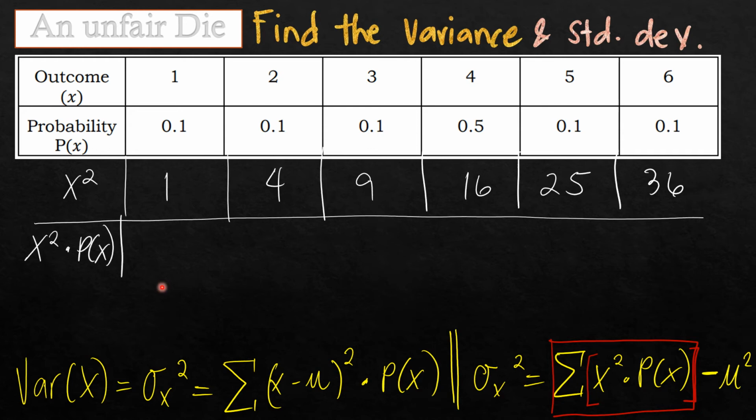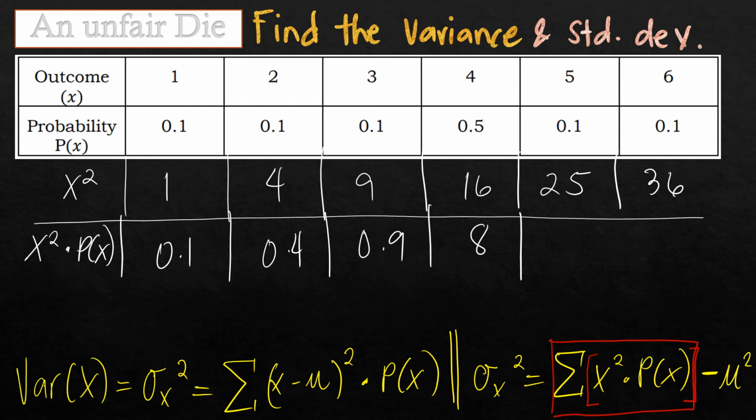So starting from 1, 1 times 0.1, that is equal to 0.1. 4 times 0.1, that would equal 0.4. Now we have 9 times 0.1 is 0.9, 16 times 0.5, that's 8, and we also have 25 times 0.1, that's 2.5, and 36 times 0.1 is 3.6.